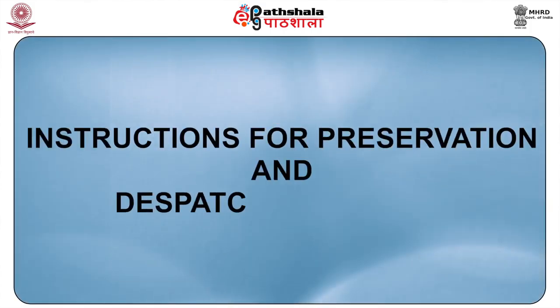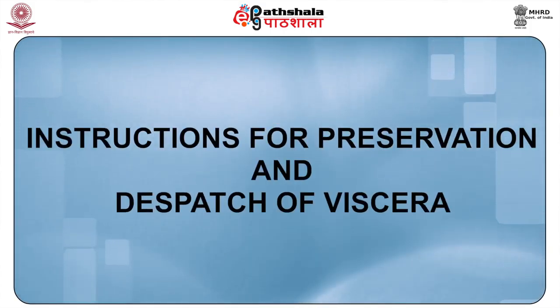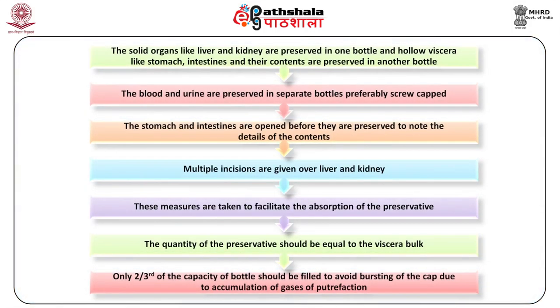Then there are certain instructions for preserving the viscera and their dispatch. The solid organs like liver and kidney are preserved in one bottle, and hollow viscera like stomach and its contents and intestine and its contents are preserved in another bottle. The blood and urine are preserved separately in separate bottles, preferably screw capped. The stomach and intestine are opened before they are preserved to note the details of the contents. Multiple incisions are given over liver and kidney, and these measures are taken to facilitate the absorption of the preservative. The quantity of the preservative should be equal to the viscera bulk.